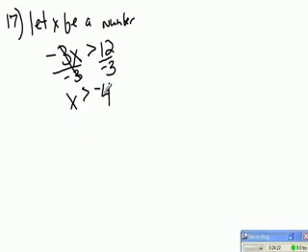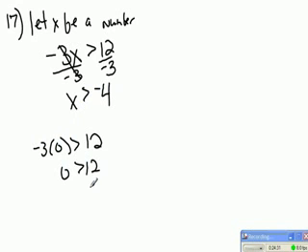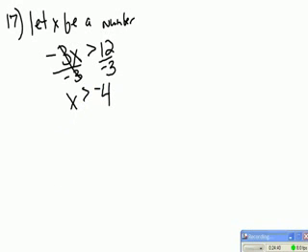If I check this and I pick a number greater than negative 4, like 0, I would put negative 3 times 0 greater than 12. And I got 0 greater than 12. That's not true, is it? No. So that means I made a mistake somewhere. Hopefully you have already identified that a while ago.